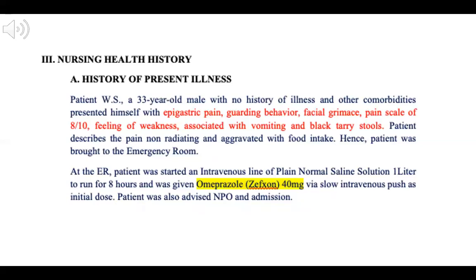The demographic profile is then followed by the nursing health history that includes the history of present illness or the information about the client's current state of health, the medications that the client is taking, and current interventions the client is receiving at the point of data gathering.